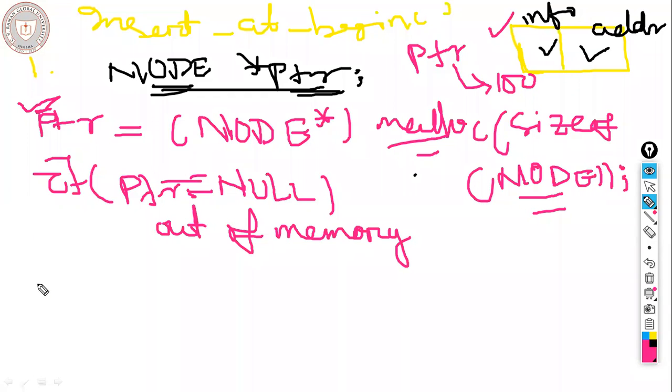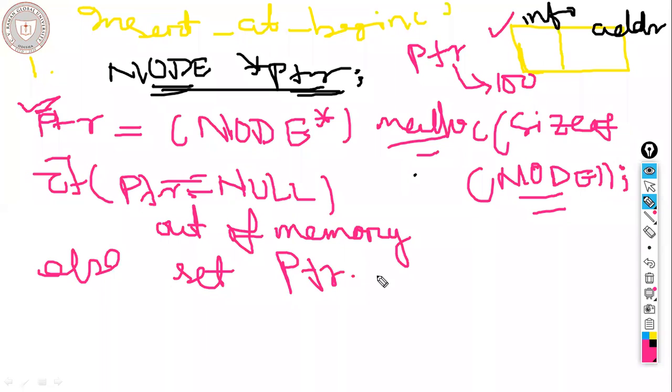Else means some memory is already assigned to the pointer variable, or the node is created. That means now the next step is you have to keep the information part and the address part. Else you have to set ptr info equal to item. Let my item equal to 25. So ptr info equal to 25.